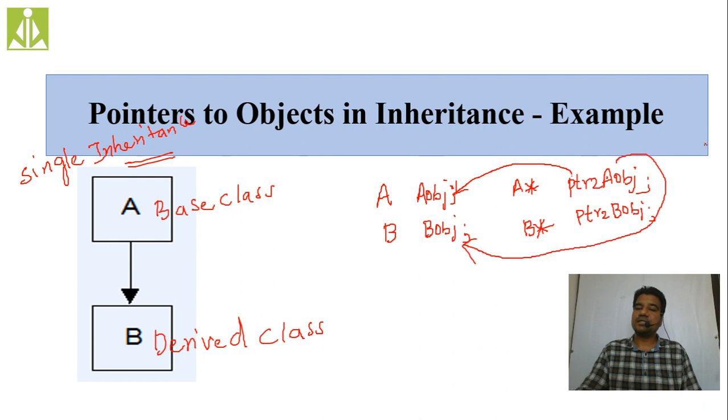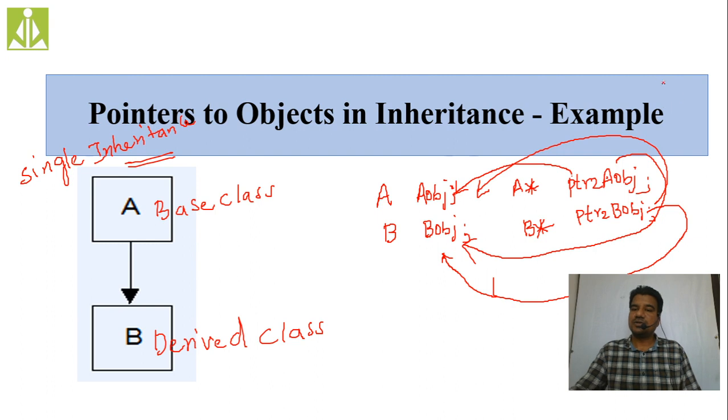But this BPTR cannot point in reverse. That is not possible. This BPTR can point only to the B object. It cannot point to the A object. So only this is possible. Pointing from here to here is not possible, so I will cross mark it. Simply remember what possibilities we have.